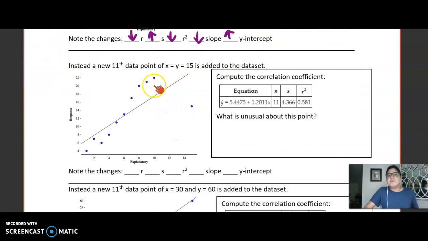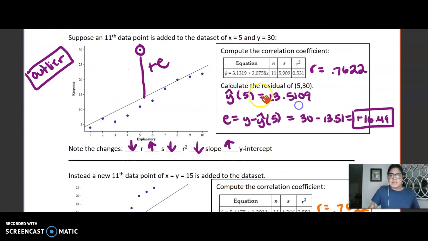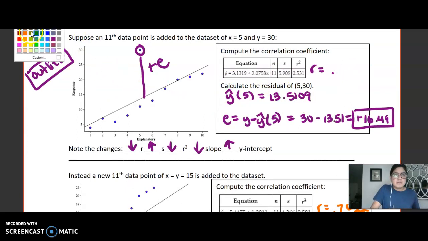So next up, let's suppose that 11th data point is actually here at 15, 15. And again, let's note the changes from our original data set here. So now to find the new correlation coefficient, I'm going to take the square root here of this r. And so that's going to give me 0.7622. And whoopsies, I think I definitely made a boo-boo here. I was just going too fast because I was so excited about my unusual points. So this r should actually be 0.7287.